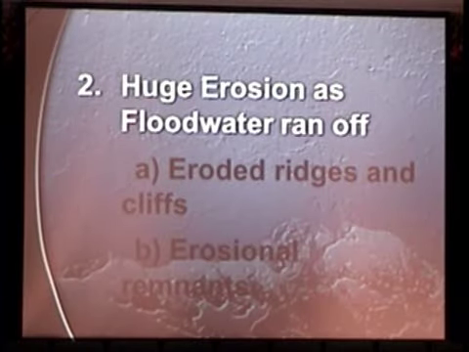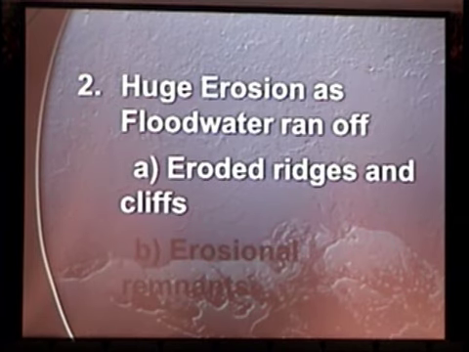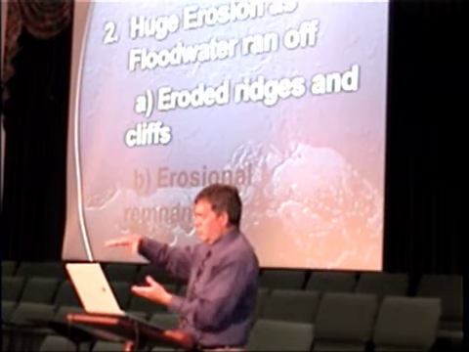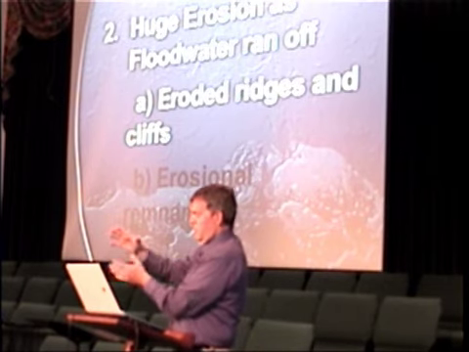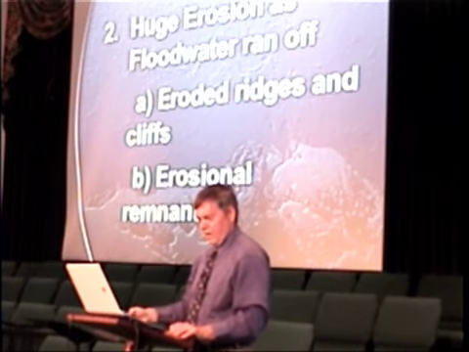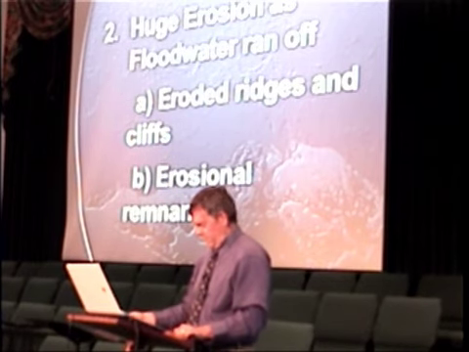And you see this in a number of areas, eroded ridges and cliffs. For instance, along the Blue Ridge Mountains, there's an escarpment, and it's an erosional escarpment. Along the coast of continents, especially around South Africa, you have a huge escarpment where it's been eroded. It hasn't been folded up, and shows erosion of thousands of feet of sediments along the coastal areas. And also erosional remnants on land.